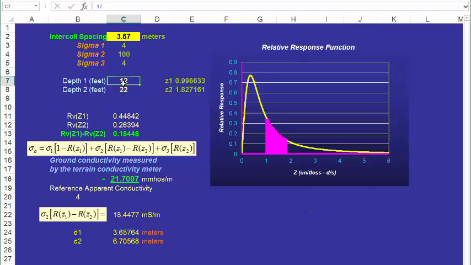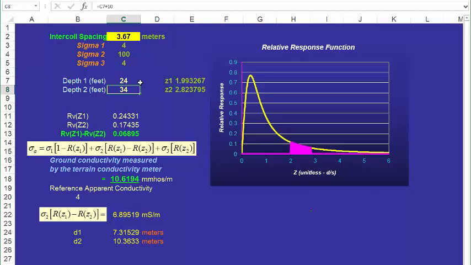Now if we increase this to 24, in other words, twice the intercoil spacing here, then we have a much smaller area. The area is only about 0.07. So the contribution is about 0.07 times the conductivity of the AMD zone. 0.07 is not much. We're down below that 1.5 Goldilocks zone, and can we see it?